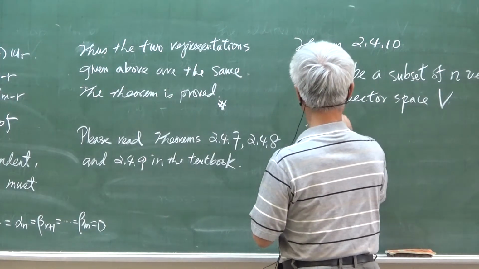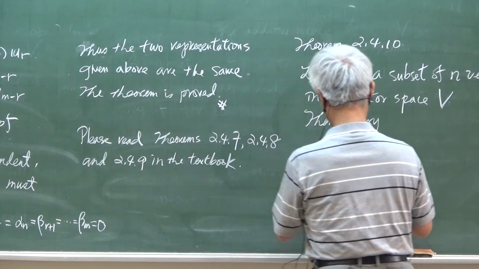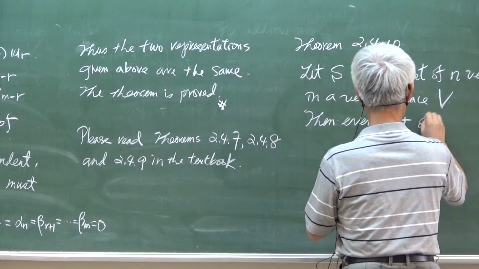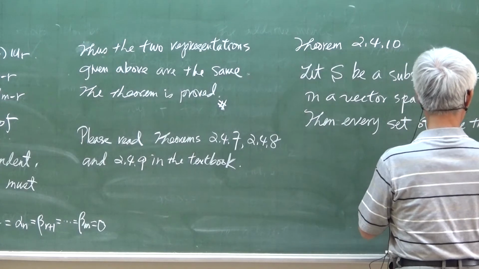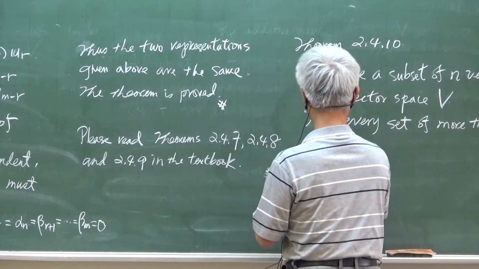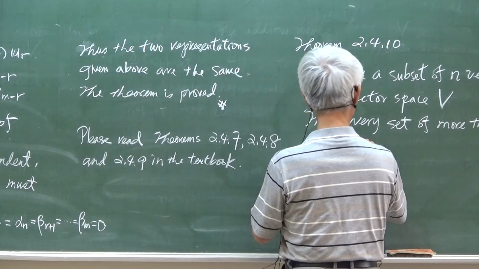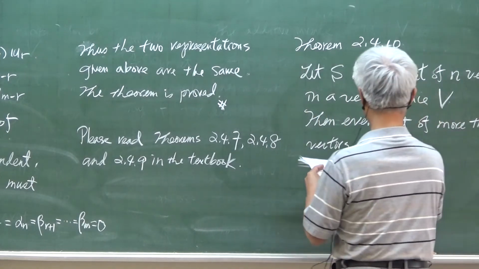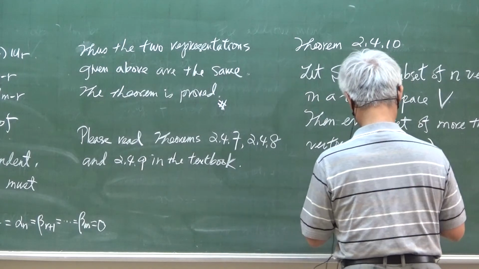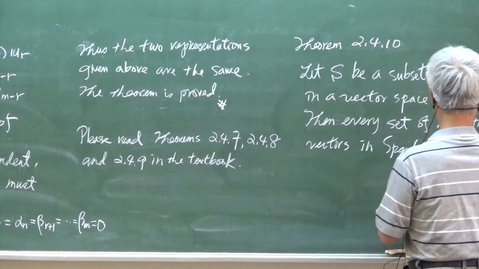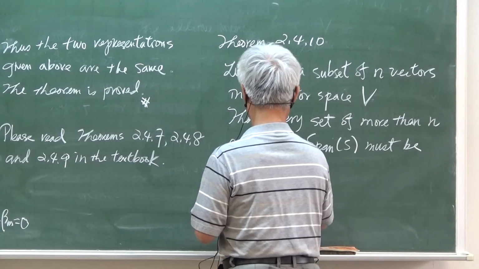Now, then every set of more than n vectors in the span of X must be linearly dependent.